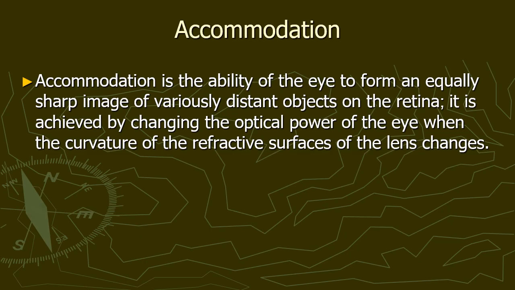Well, more precisely, the optical power of the lens changes due to changes in the curvature of the refractive surfaces of the lens. Due to this, we have clear image formation if we consider objects at a very close distance, at a distance less than the distance of the best vision.